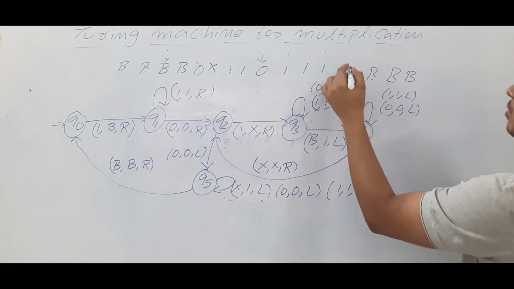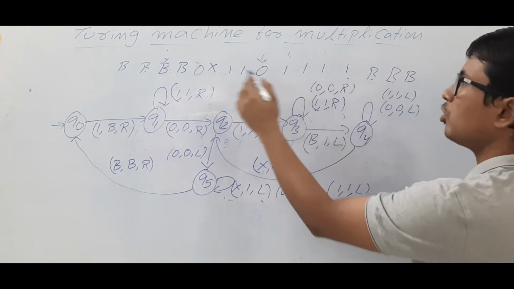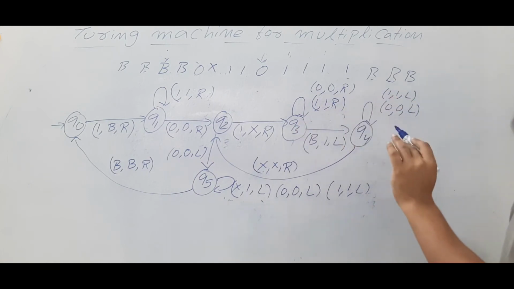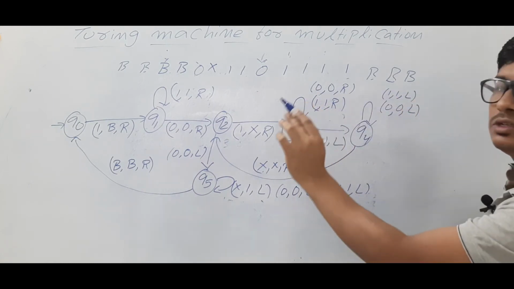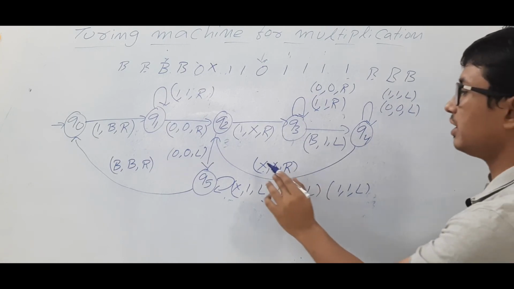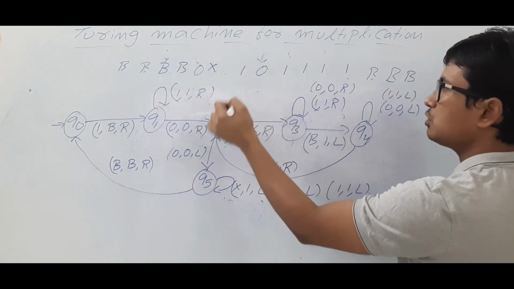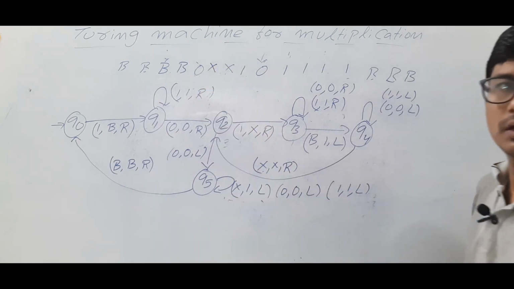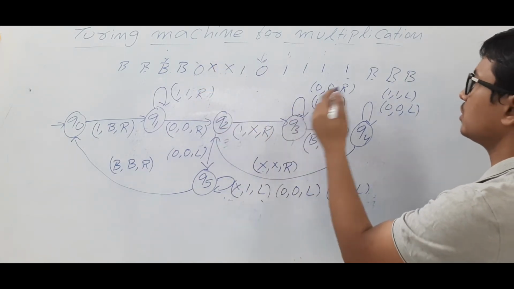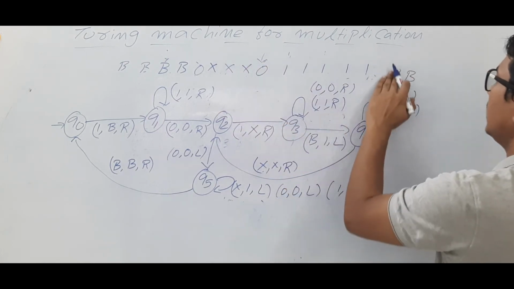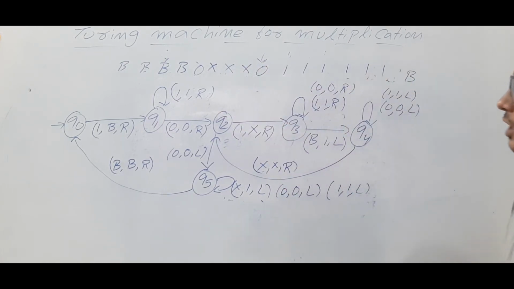This blank will be modified as a 1. You will keep on moving to the left. Any number of ones, you will keep it as ones, move to the left. 0, you will make it as 0, move to the left. X, you will make it as x, move to the right. And this 1, you will make it as x and move to the right. This one will be made, this will be done, and this will be done.